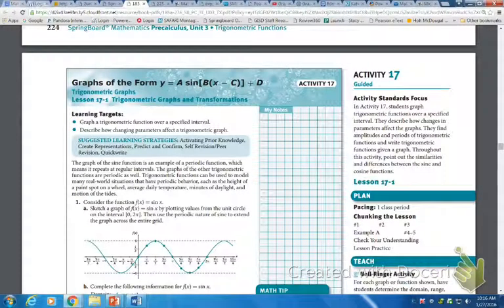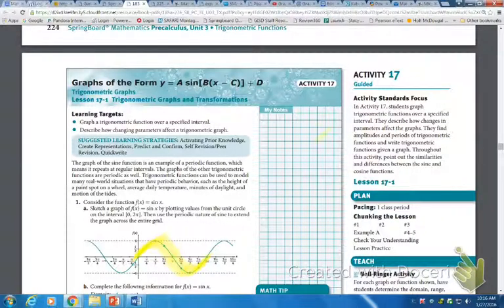All right, so let's look at this. We started off with our first little cycle there, okay? With that first cycle, we actually end up with that parent function, okay?